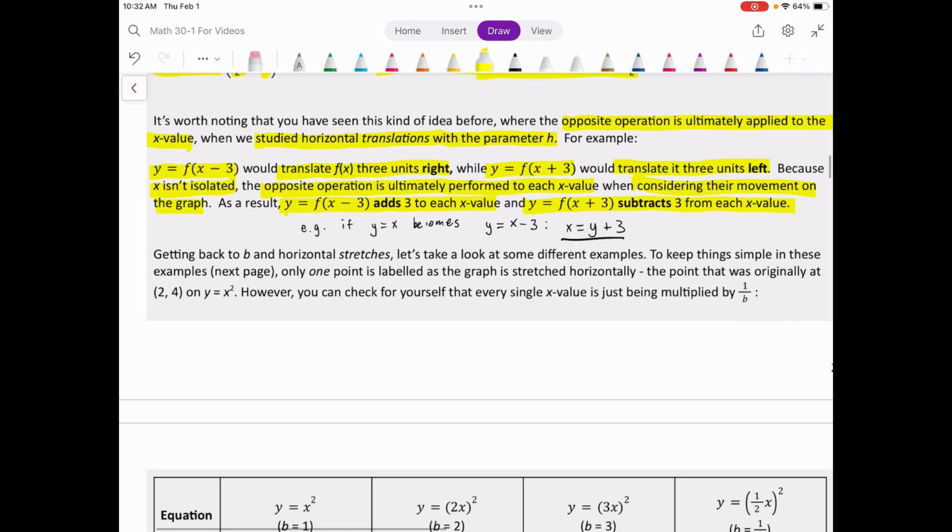Just another simple example here. If y equals x were to become y equals x minus 3, and we asked ourselves, okay, how has each x value changed? Well, x used to just be equal to y, but now, if I add 3 to both sides, x is equal to y plus 3. So every x value has been moved higher by 3. I shouldn't say higher, to the right by 3. If x used to be at 0, now it's at 3. That's moved it 3 to the right. If it used to be at -1, now it's at +2. That's moving it 3 to the right.